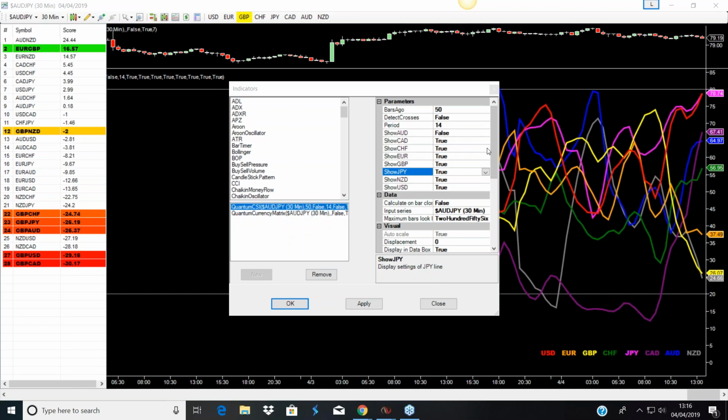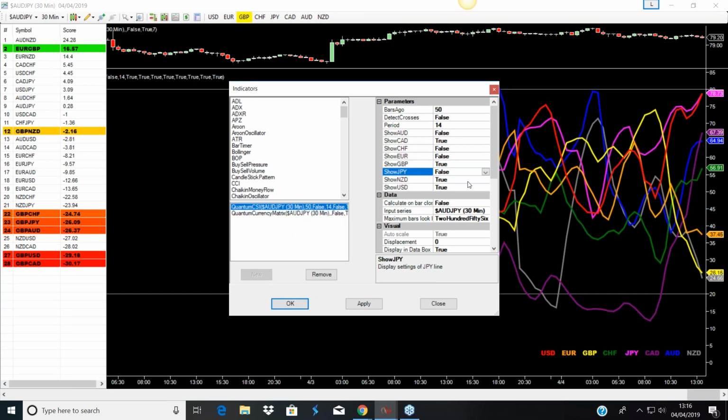So I'm going to keep the Canadian. I'm just going to take the Swiss off. I'm going to take the Euro off. It's much quicker on the MetaQuotes platform, but this one is a little bit tedious.